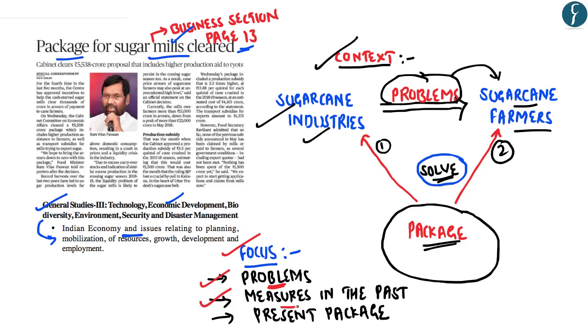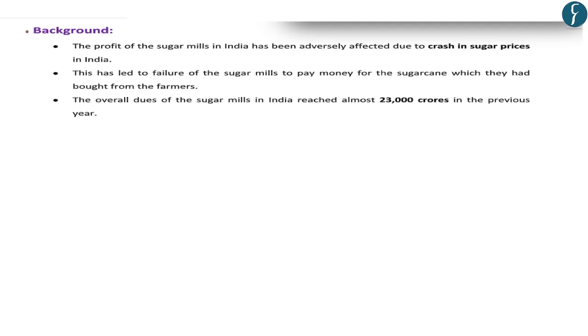Secondly, we'll discuss the various measures taken by the government in the past in order to address these problems. And finally, we'll be discussing the recent package which has been announced by the government. Let us now look into the background of this particular issue, wherein we'll be discussing the problems which have been affecting the sugarcane industry.